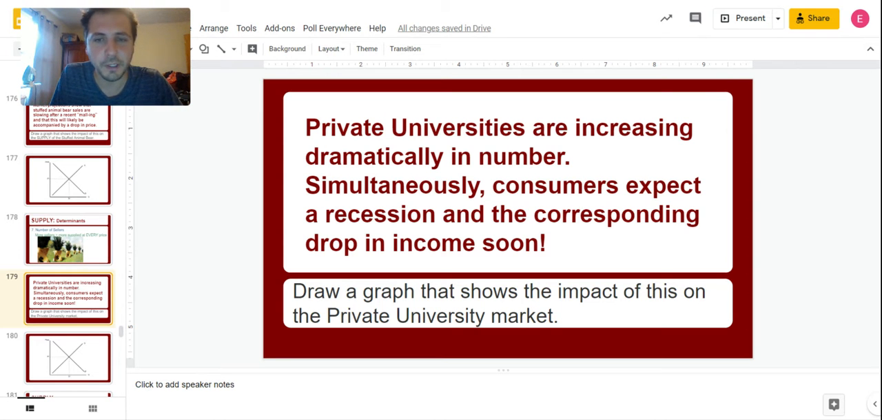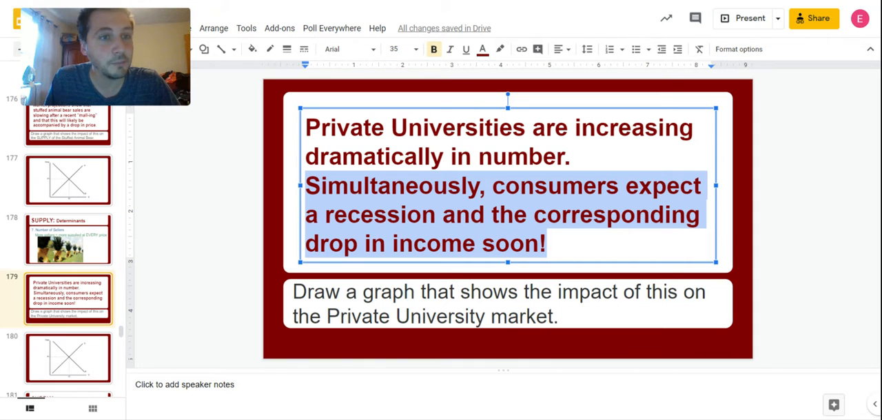But look, notice the second one here. That's not supply. What is that? That's demand, right? That's consumer expectations. Consumers expect, keywords right there. Consumer expectations. We expect that we're going to lose money soon. What's going to happen? Well, if I think I'm going to lose money soon, am I going to choose this fancy schmancy private university? Probably not, right? Consumer expectations, I expect that I'm not going to have enough money, so I'm going to stop spending today. So now we have two things happening. We have supply shifting left, and we have demand shifting left. Yikes. Let's see what happens.